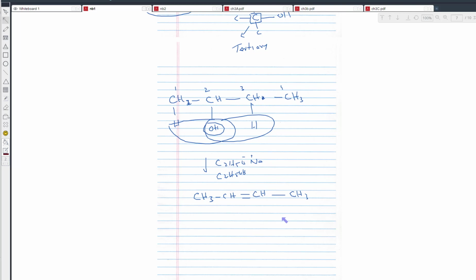If you are using a bulky base, suppose I am using something like CH3 thrice ONa, in that case what happens? You will get 1-butene. But generally we get the other one, because most of the time we are using that one. So just check what they are giving, both answers or only one of them. Okay, I'm checking.